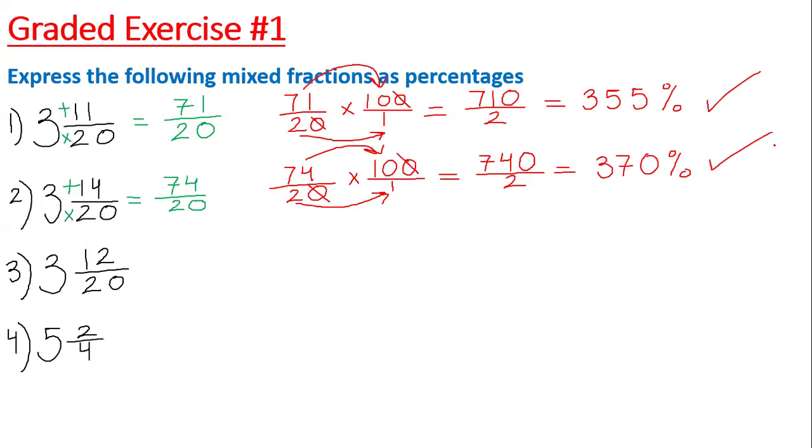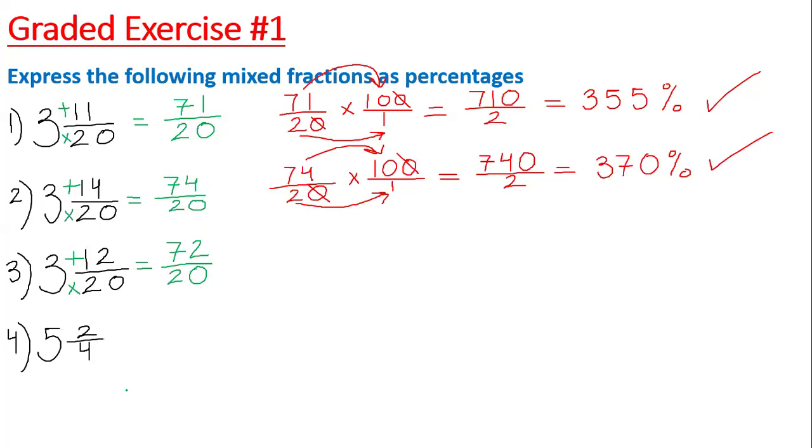So we're going to convert them. I can do it. Yeah, go ahead. First, you multiply 20 times 3, which gives you 60. And then you add 12 to 60, which will give you 72. Then you multiply 72 by 100 over 1.